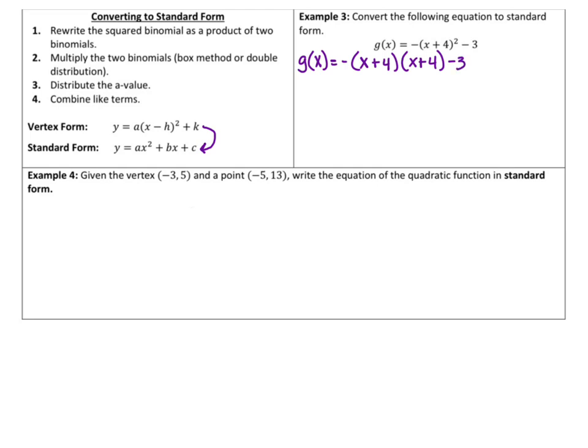Do not forget to keep writing after you write the multiplication happening, right? And also don't forget to put that A value. In our case, this one just had a negative 1 or negative.